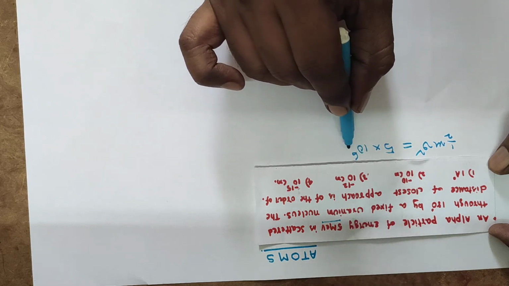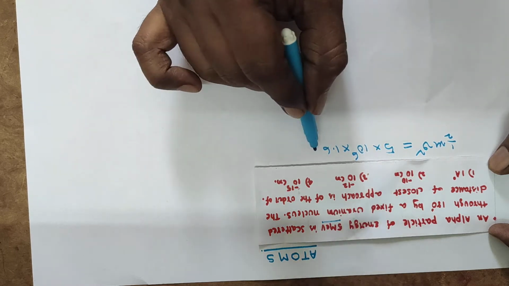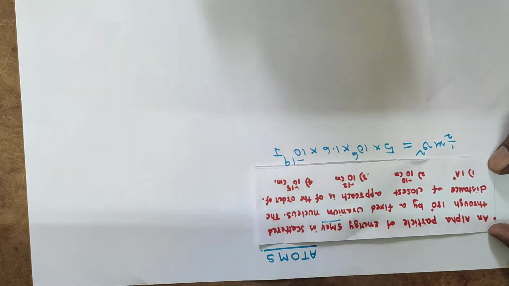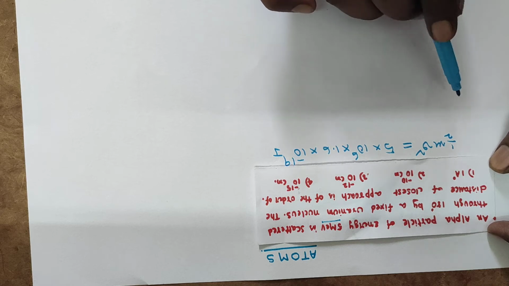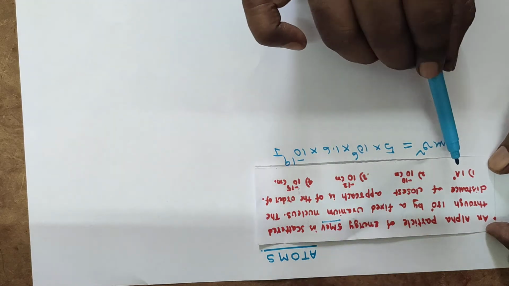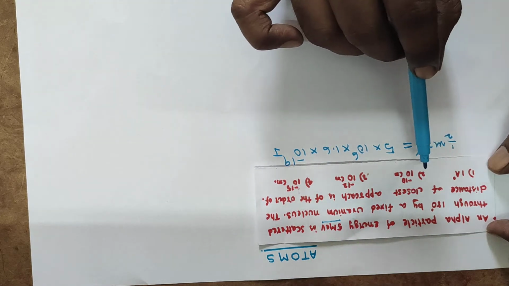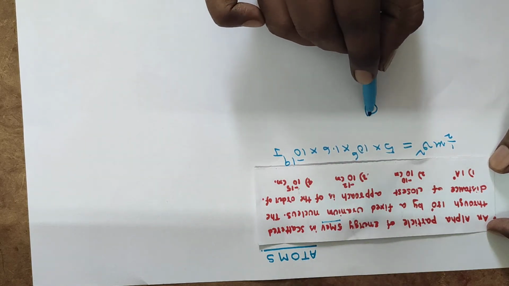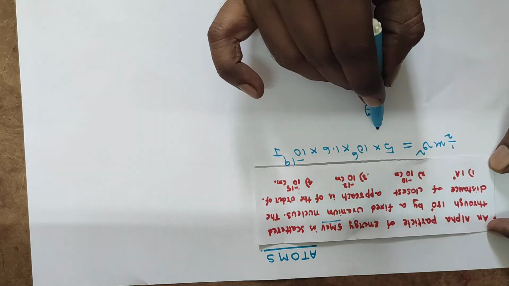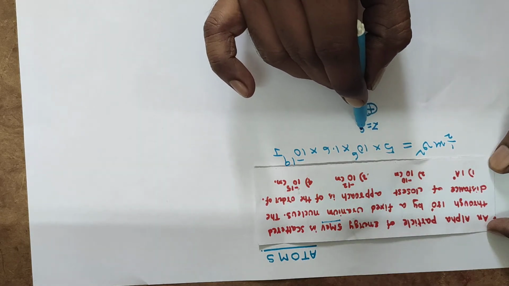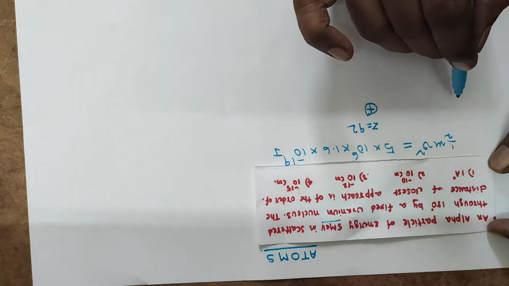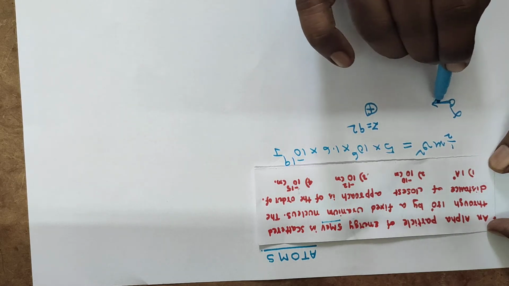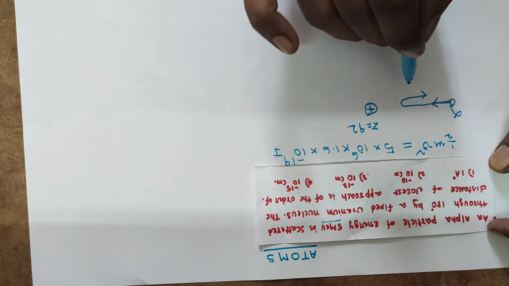We have to convert it into joules. When we convert it into joules, we will get this value. And these are scattered through 180 degrees by a fixed uranium nucleus. Suppose this is the uranium nucleus. For uranium, the Z value is 92. Suppose this is the alpha particle, and this alpha particle scatters through 180 degrees.